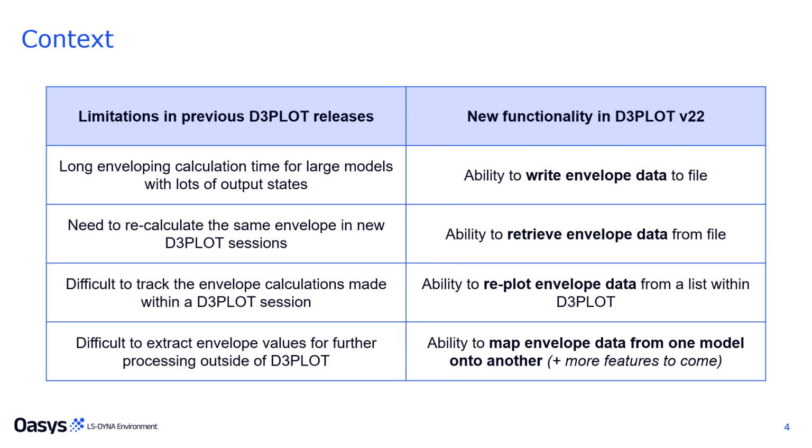For version 22, we have addressed these limitations by adding the ability to write envelope data to file, and then retrieve and replot this data in future D3PLOT sessions. It is also now possible to map envelope data from one model onto another similar model, and there are more features planned for future software releases.